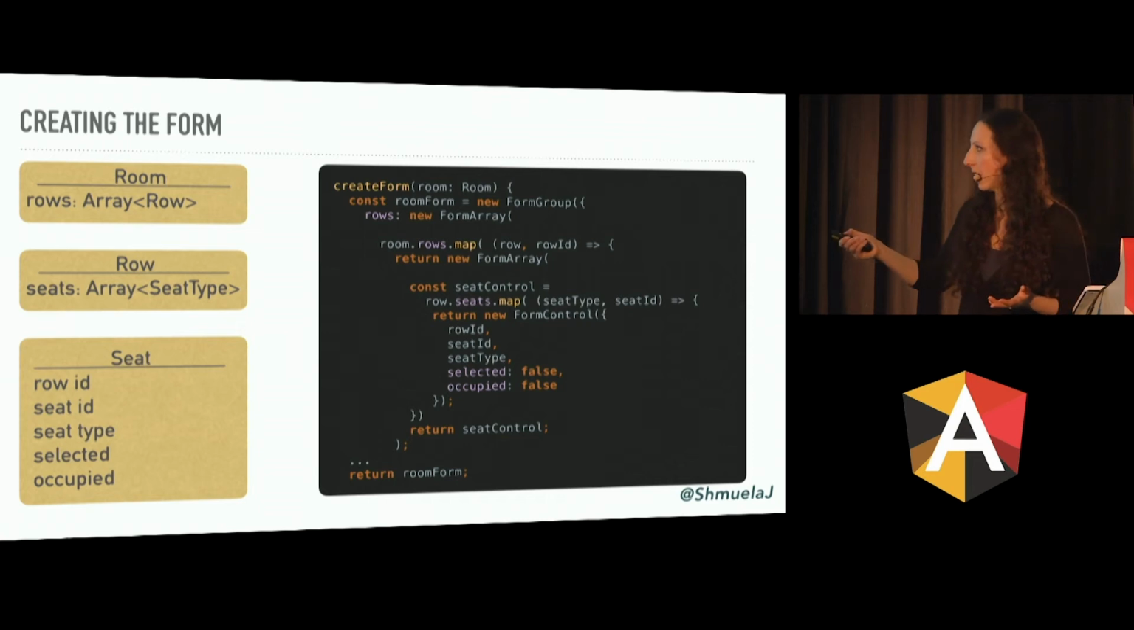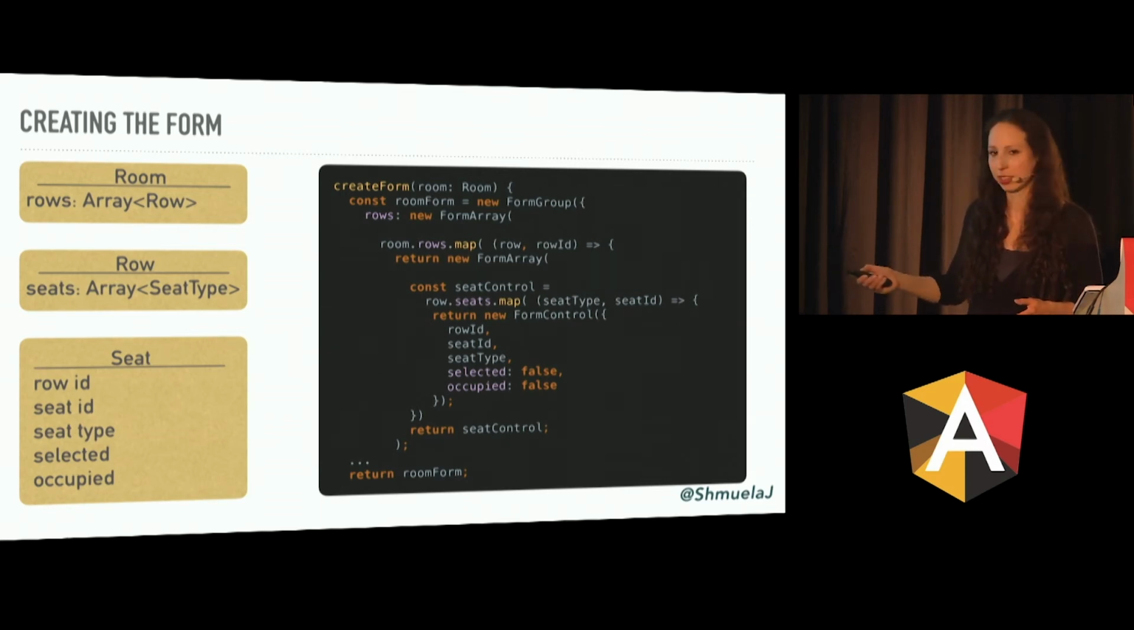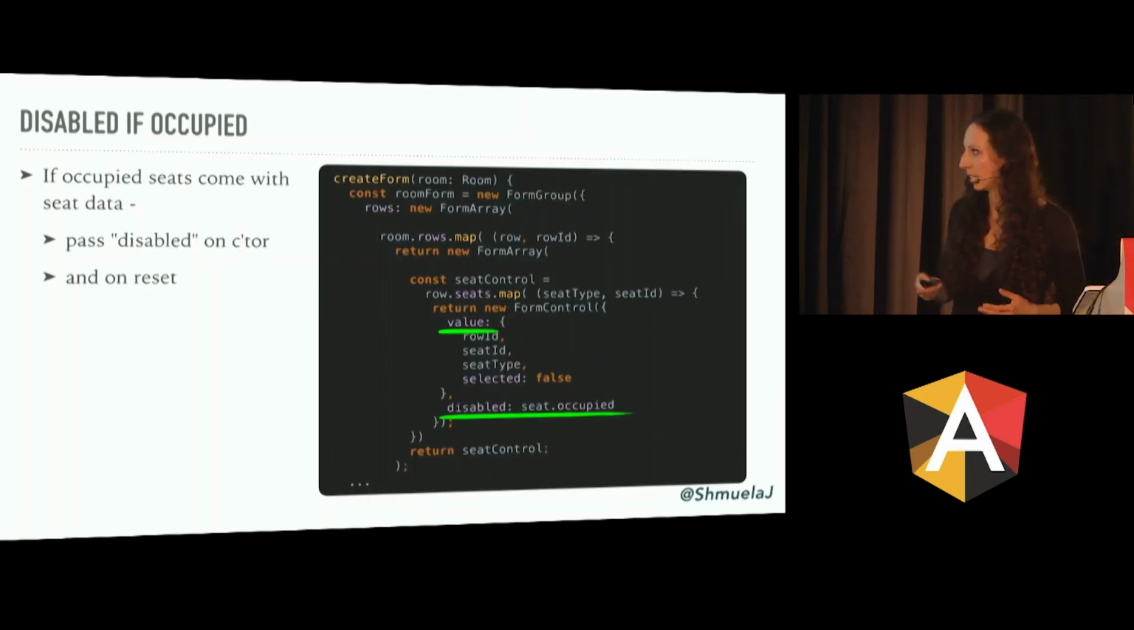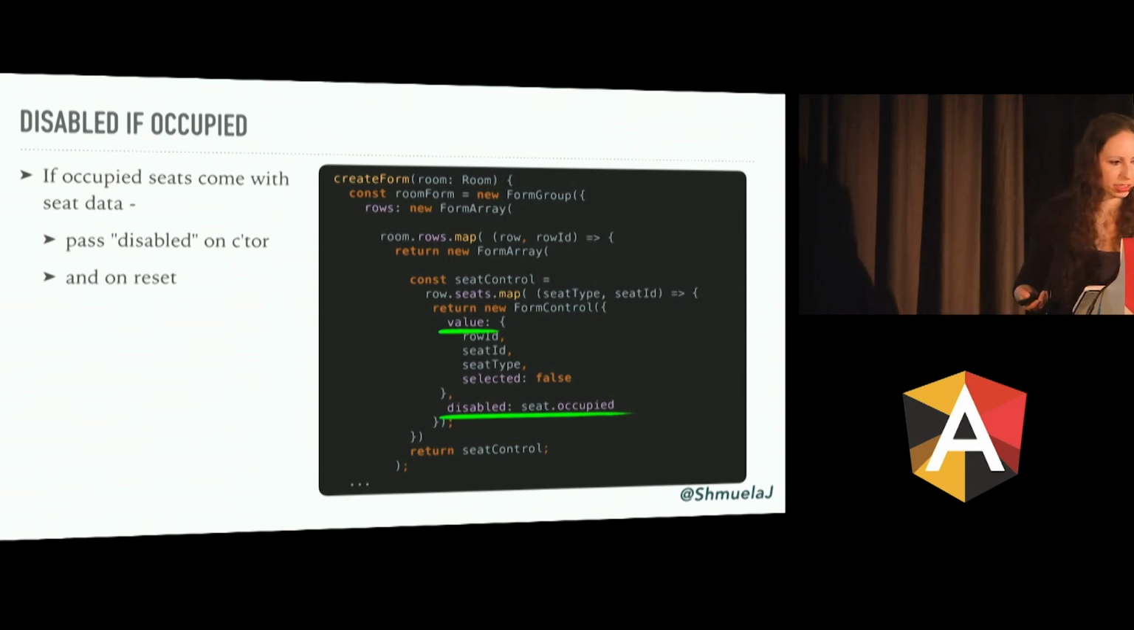And for the seat controls, I'm just taking the data that I got, the seat type, and I already have the row ID and seat ID from mapping. And I create this object, which is the value. And like you see, I also hold a reference to it so I can do other stuff on it. Like I said, I don't need the occupied value here because I'm just disabling the control.